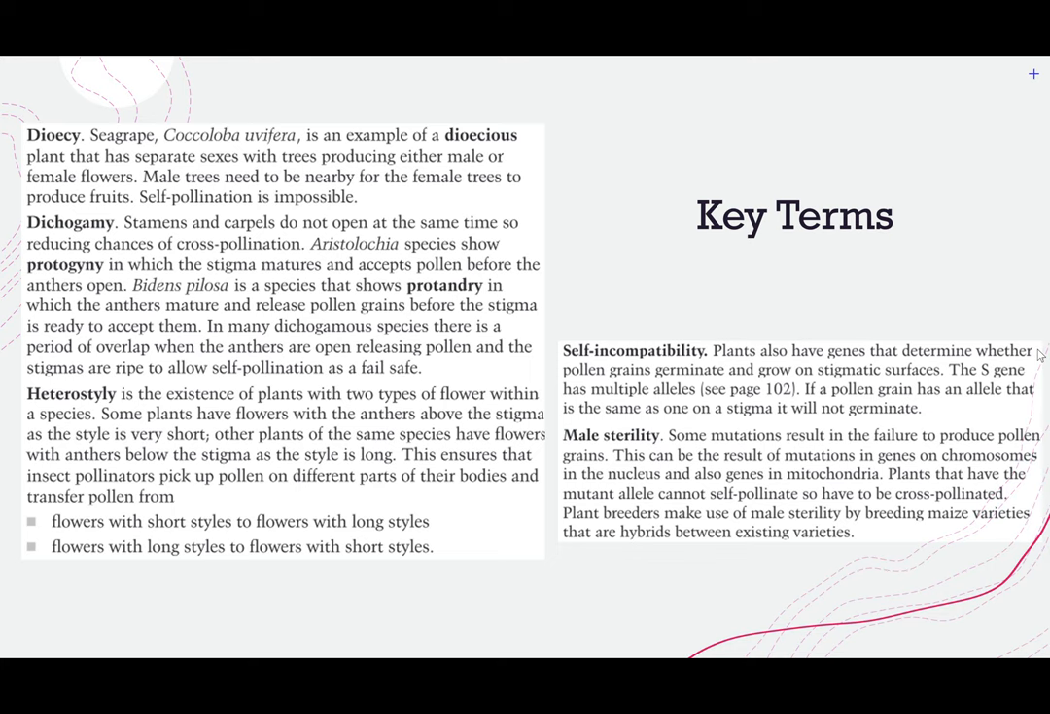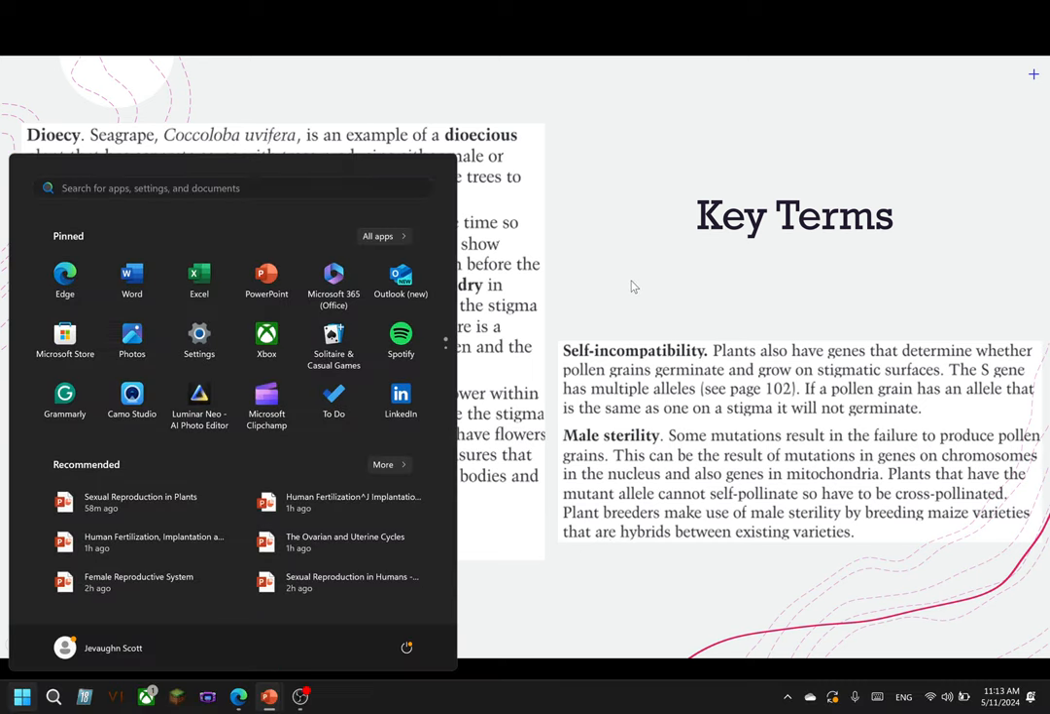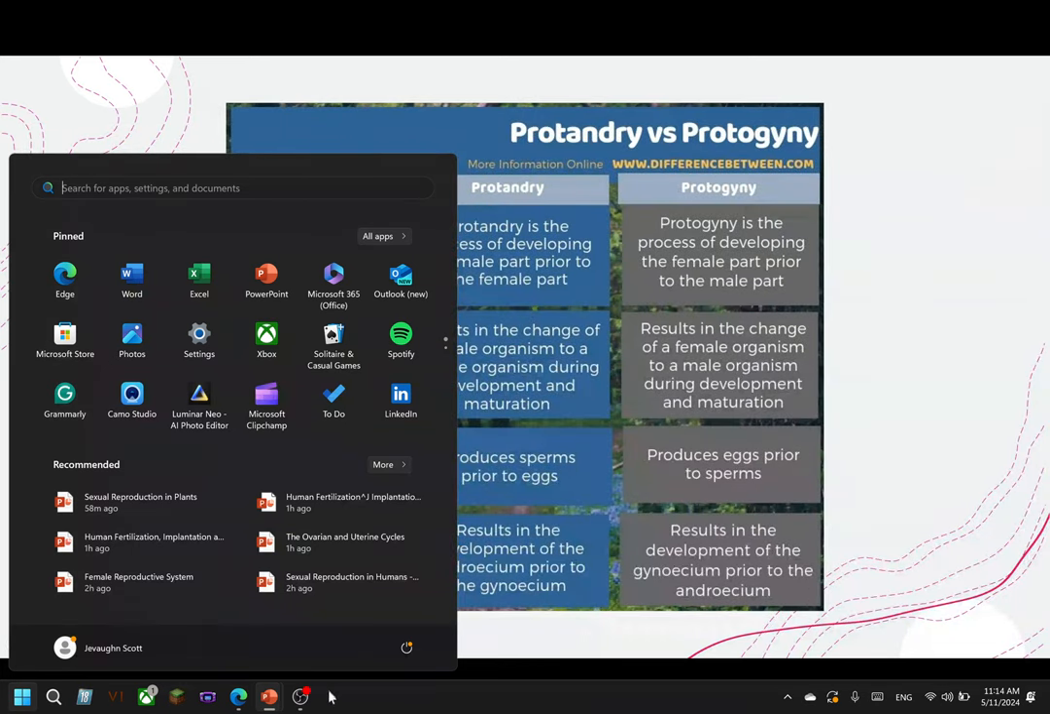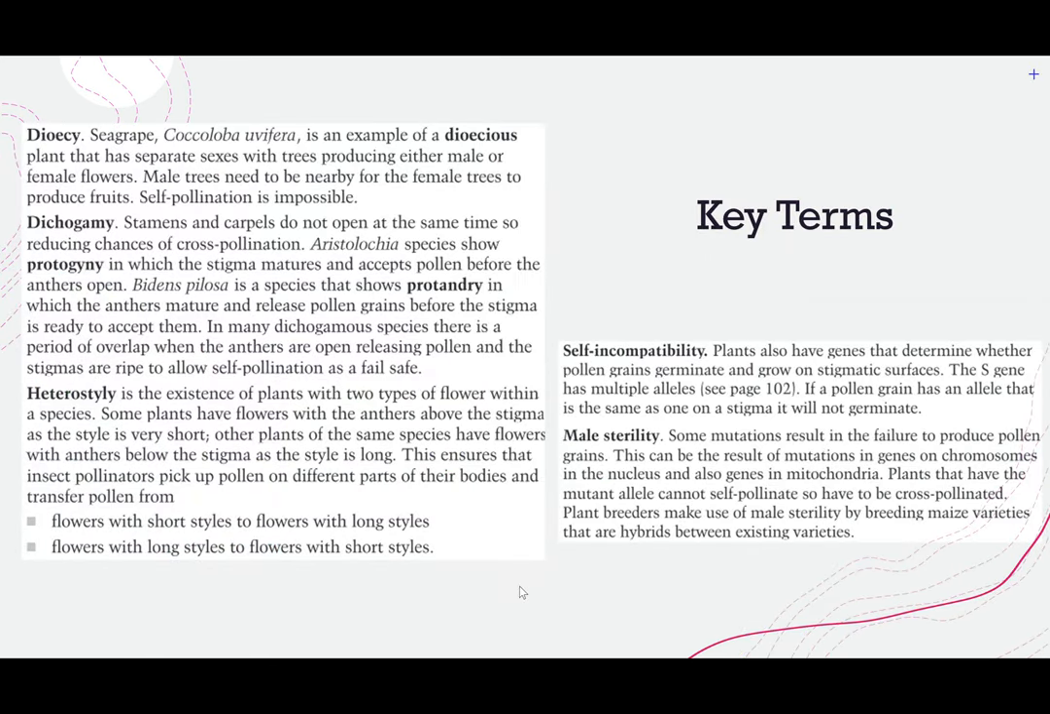Any questions about the slide? Sir? Go ahead. Are you hearing me? I can. I'm not understanding why the dichogamous plants reduce the chances of cross-pollination. Reduces the chances of cross-pollination?